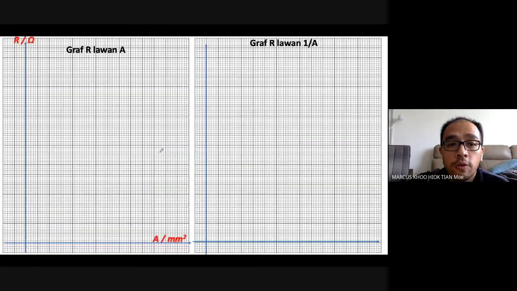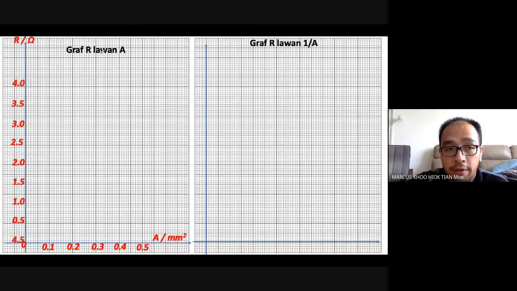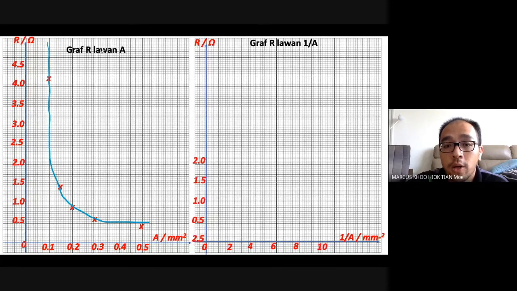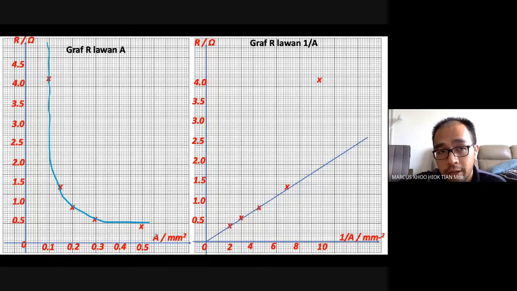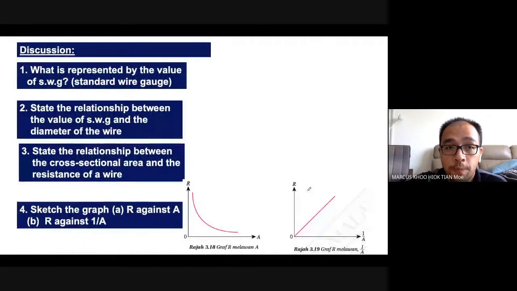Okay, and so you find that when you plot a graph of R against A, you will get this kind of graph. But when you plot the graph of R against 1 over A, you will get a directly proportional graph. Which means that the bigger your cross-sectional area, the lower your resistance. Okay, and we find this proof to be true.